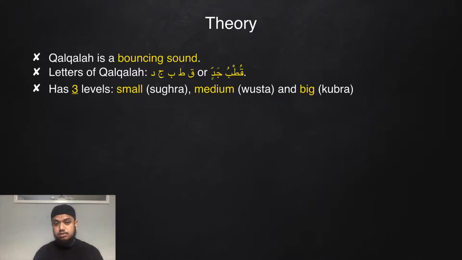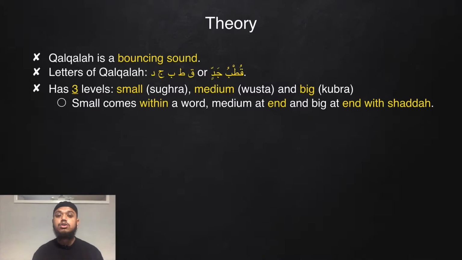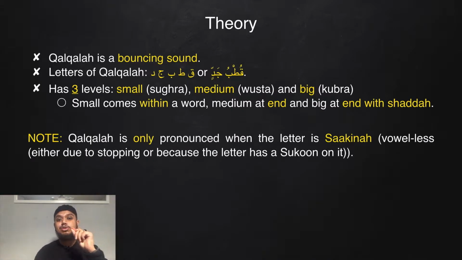There are 3 levels of Qalqalah: small, Sughra, medium, Wusta, and large, Kubra. So small is a small bouncing sound, medium is a medium bouncing sound, and large is a strong bouncing sound. So the small Qalqalah comes within a word, the medium Qalqalah comes at the end of a word, and the strong Qalqalah comes at the end of the word when the last letter has a shadda on it. Remember, we covered that shadda is the little W mark.